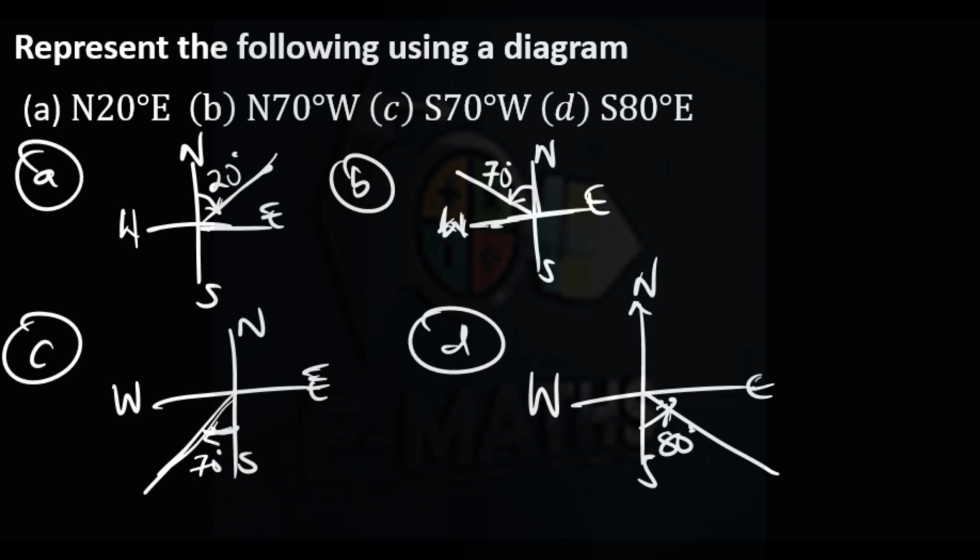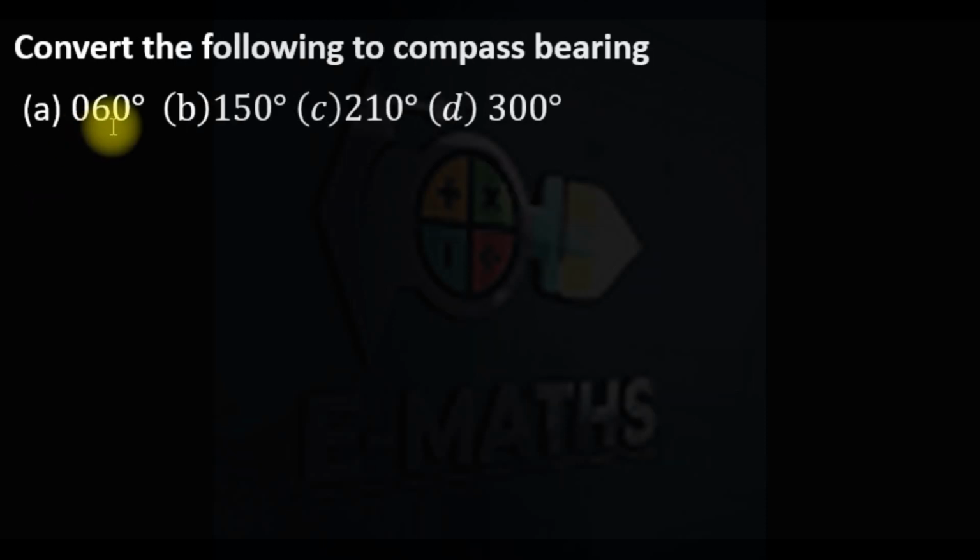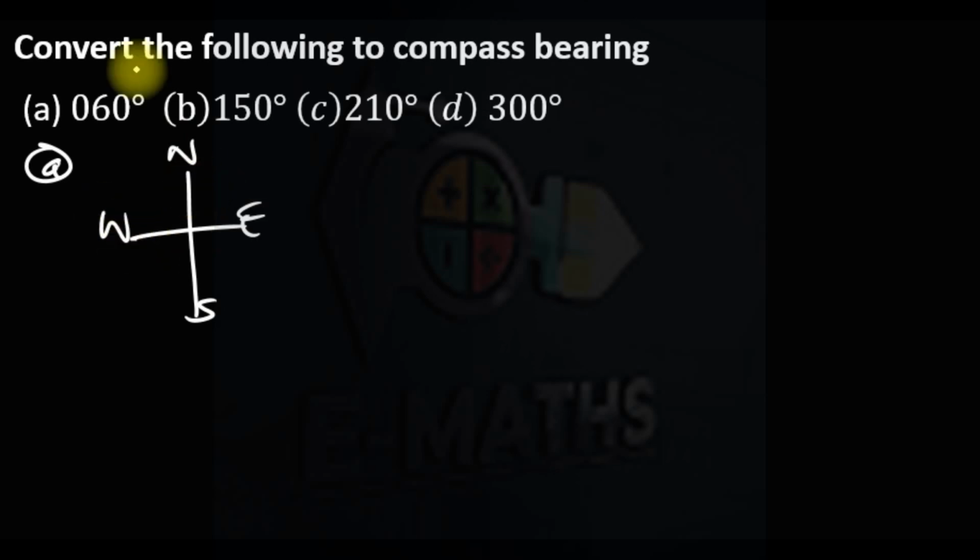Okay, look at this example. We're asked to convert these 3 digits to compass bearing. So it's very easy. I will first of all draw the one they gave me, which is north, south, east, west. So I move, remember, 3 digits always start from north. So do you see it? So this is 060. So you can see in compass bearing, this is also equal to north 60 east. So that's it. It's simple.